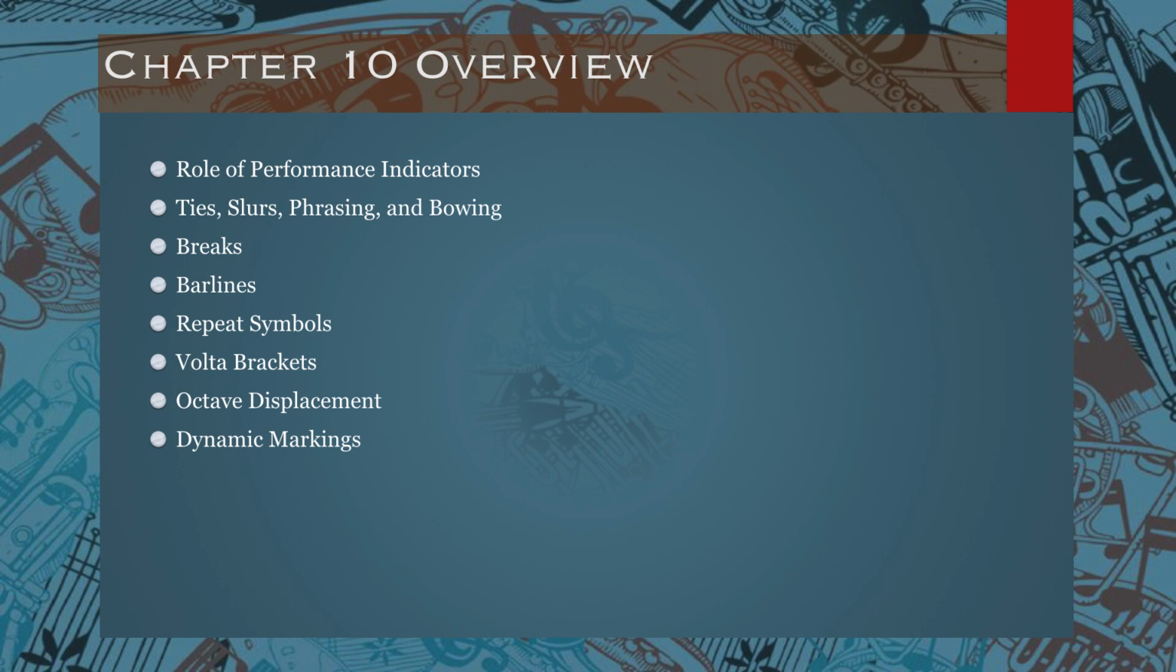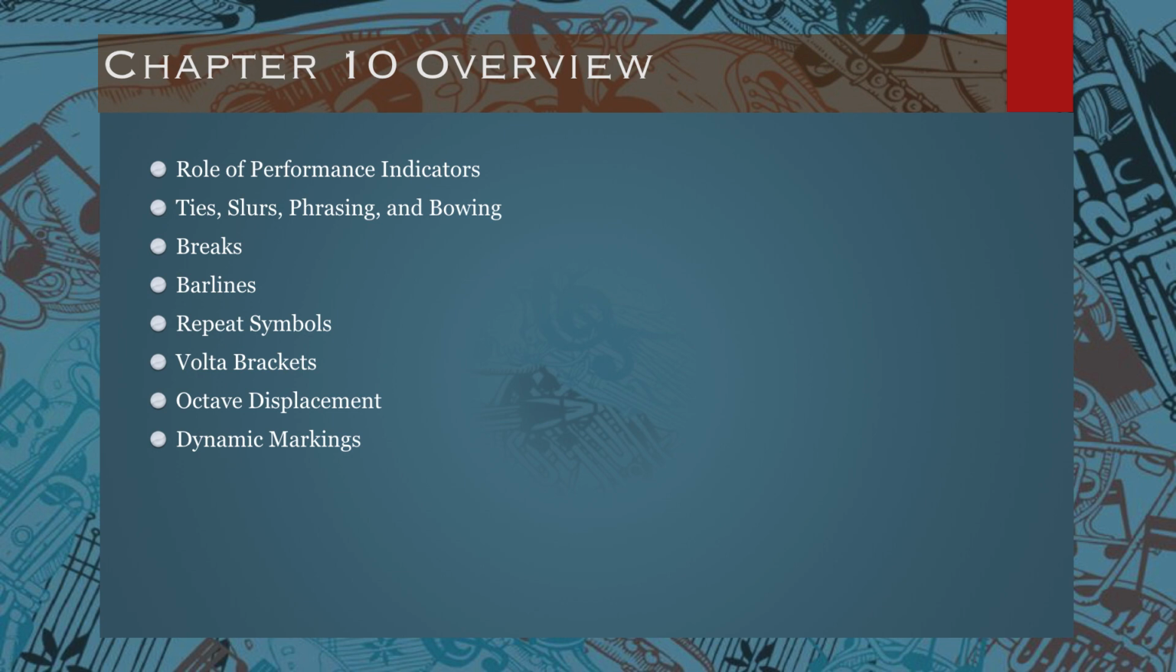We're going to start by talking about the role of performance indicators, and then we'll get into the ties, slurs, phrasing, and bowing marks that look the same but mean different things depending on the context. We're also going to talk about a concept known as a break in music. We'll talk more about bar lines. You're going to find that there's actually many different types of bar lines, and depending on how they're used, they can mean different things.